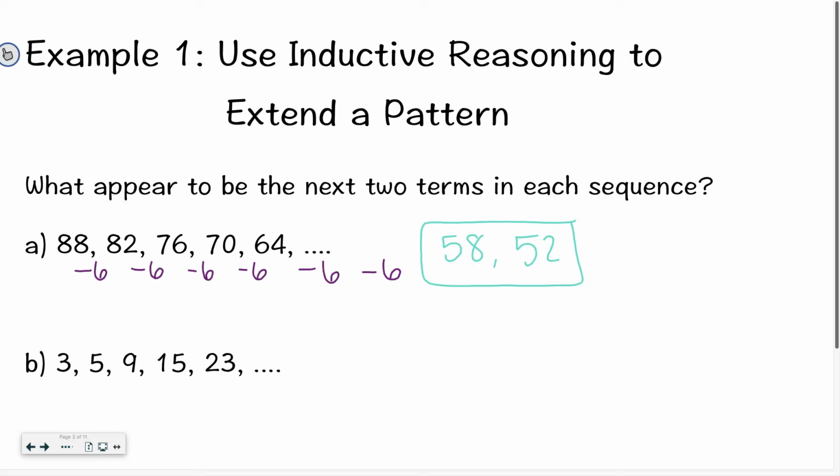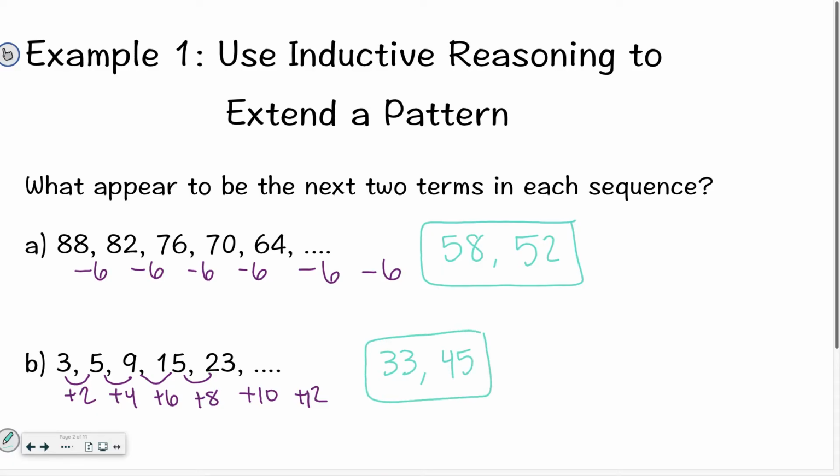So if we look at letter B, going from 3 to 5, I add 2. From 5 to 9, I add 4. From 9 to 15, I add 6. From 15 to 23, I add 8. So I think it's safe to say that next I would add 10. So that would give me 33. And then I would add 12, which would give me 45. So my next two terms would be 33 and 45.